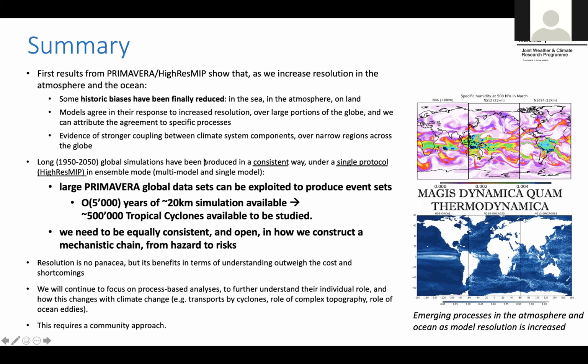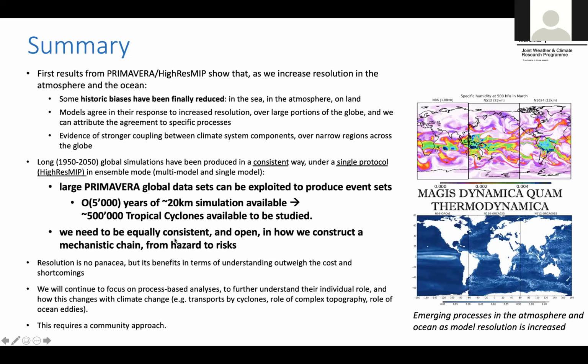These simulations are being produced in a very consistent way because the protocol was very strict. We also ran a small ensemble, so not as big as we wished we could do. Mostly we ran 3 ensemble members, and in the future we might want to run many more of those. There is now a very large global data set that can be exploited to produce event sets, for instance, catalogs of hurricanes. About 5,000 years of 20-kilometer simulations available on JASMIN and also through the CMIP portals. For tropical cyclones, there are about 500,000 tropical cyclones available to be studied and to put into catalogs and composites and all that.